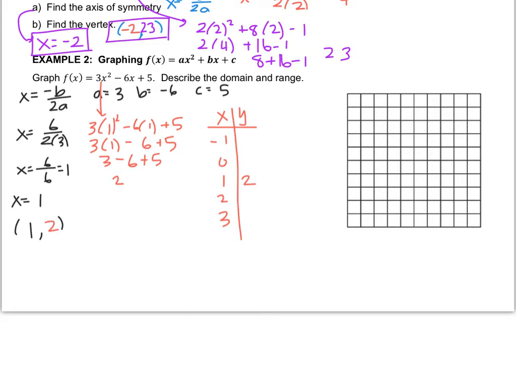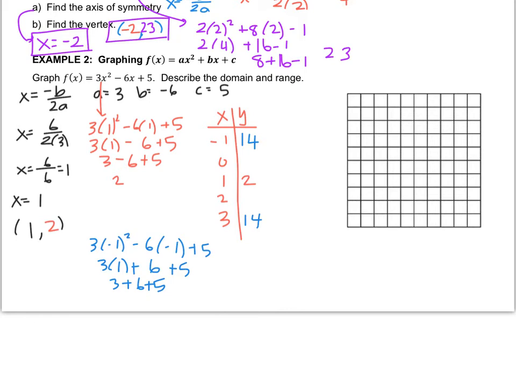So what I'm going to do is plug in -1: 3 times -1 squared, minus 6 times -1, plus 5. Oh, that turns to plus 6. So that's 14. So that's -1, 14. And what I'll do is I'll just shortcut. If I have the vertex correctly, if I've done my calculations right, it should be 14 down on the other side at 3.